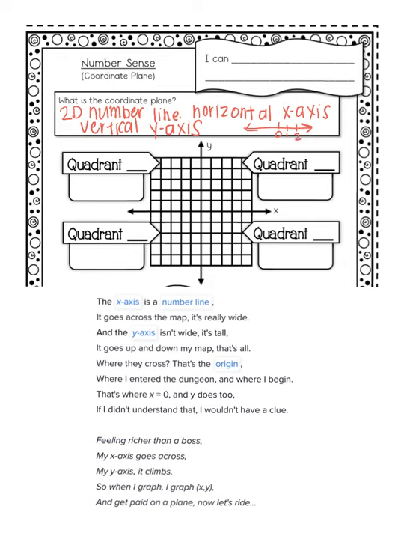We've got two number lines, one going horizontally, which we call the x-axis, and one going vertically, which we call the y-axis. And that creates four sections on this two-dimensional plane. These four sections are called quadrants. We have quadrant 1, quadrant 2, quadrant 3, and quadrant 4.